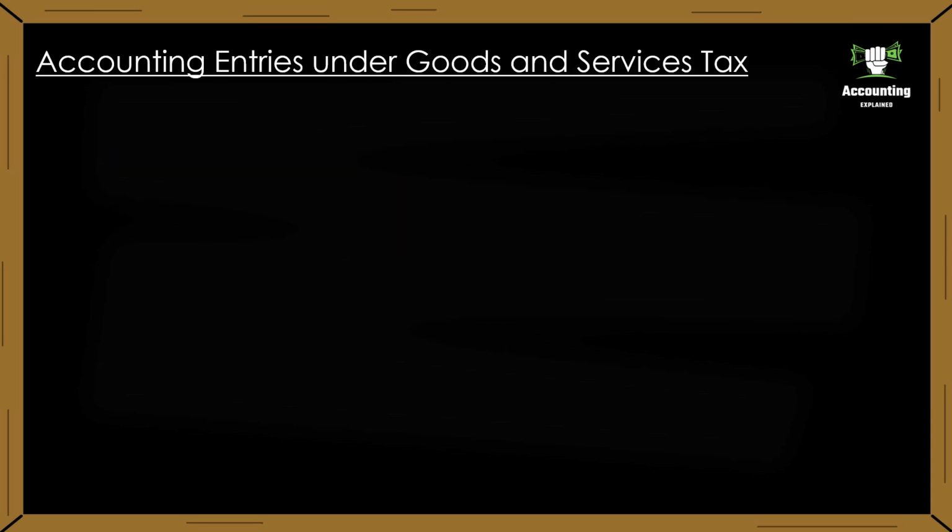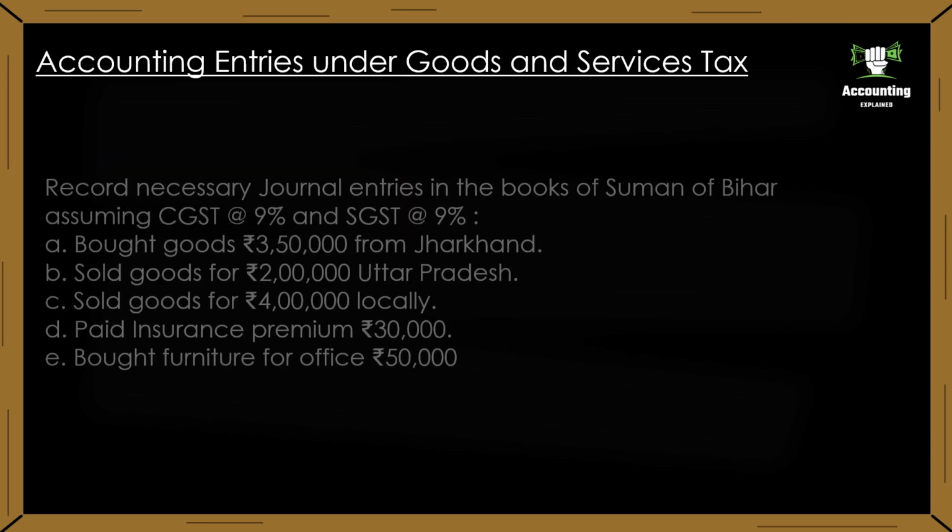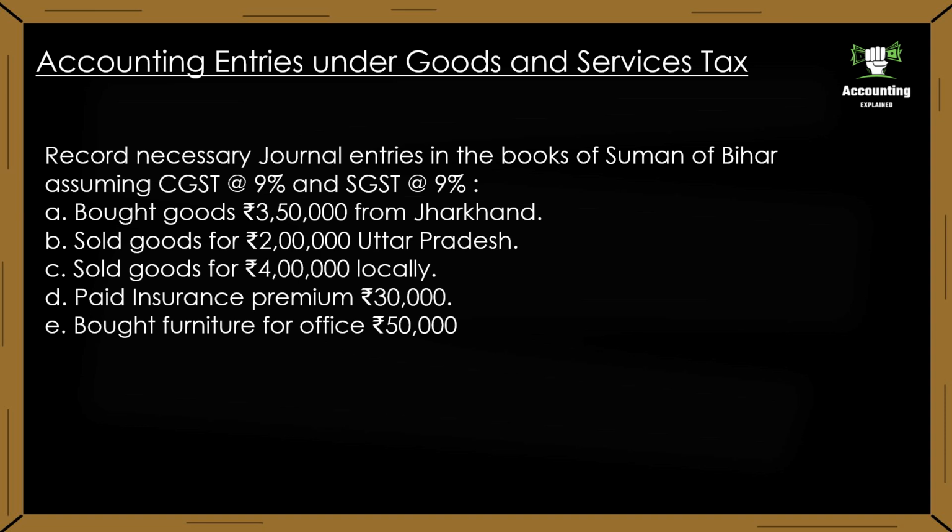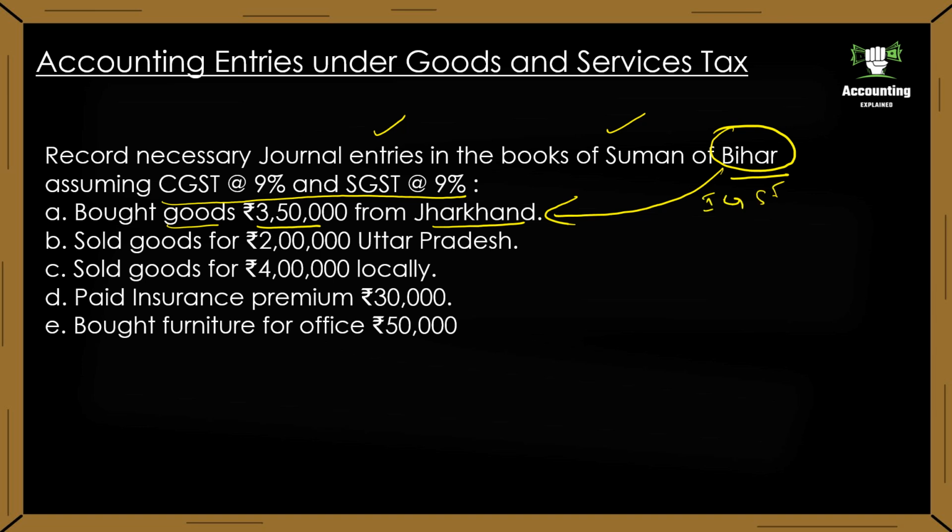Let us solve a problem to understand IGST. The question is: record necessary journal entries in the books of Suman of Bihar, assuming CGST at 9% and SGST at 9%. Bought goods for rupees 3,50,000 from Jharkhand. He is from Bihar and has bought from Jharkhand, so two states are involved. So it is interstate and IGST should be taken into account.